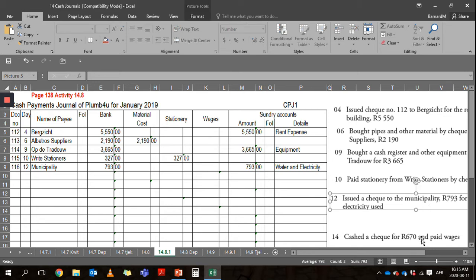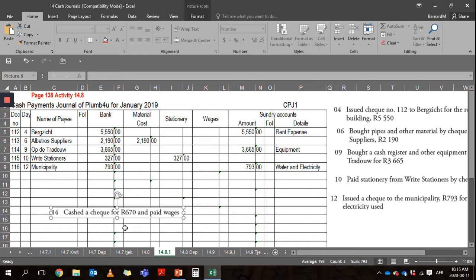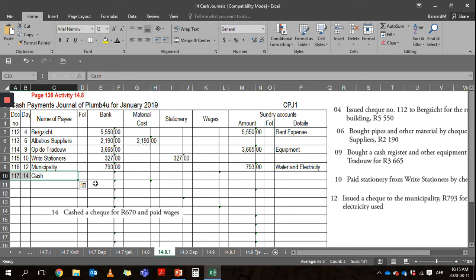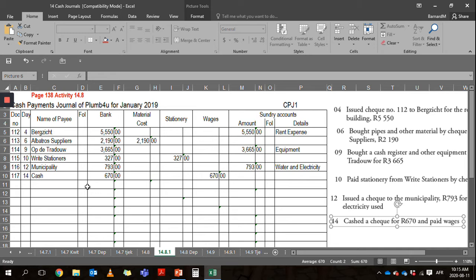The next one is the 14th, and with the 14th I specifically say cash a check for 670 rand. So that will be a cash check, and it will be 670, and it will go in my wages column. The reason for that is that the business will go to the bank to cash it and then hand it out to their employees.